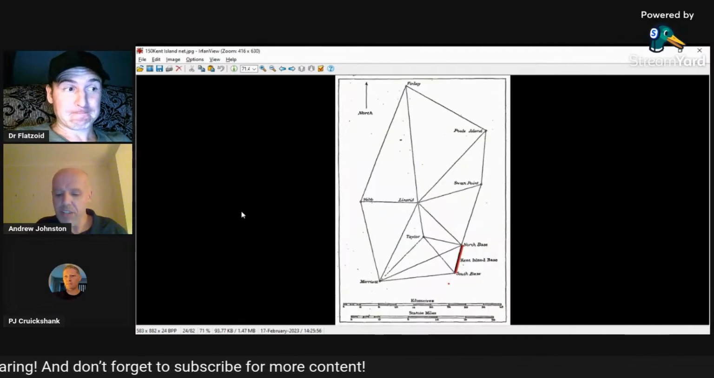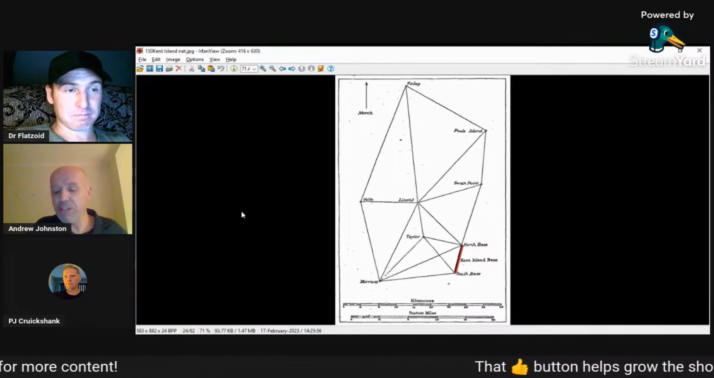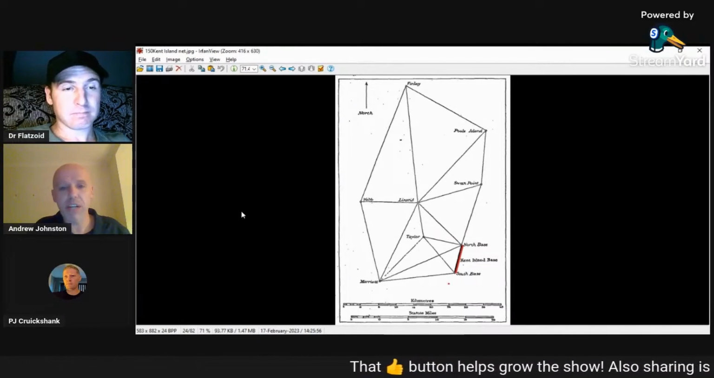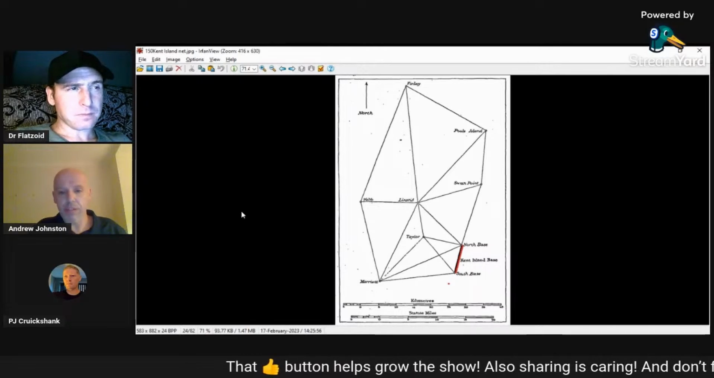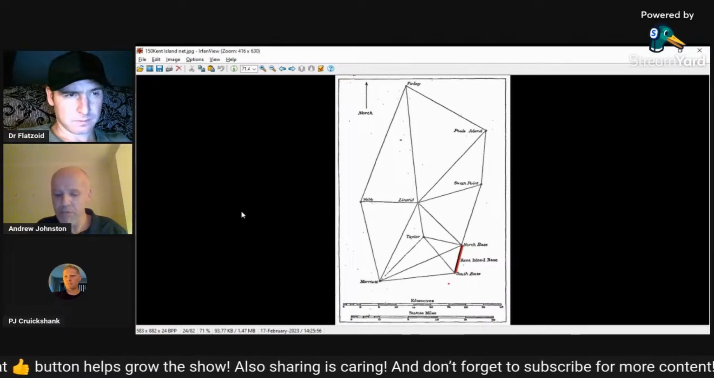Okay, so at each of the base nets, they also have one line which they meticulously measured the actual length across the ground. In the base net I'm showing here, I've highlighted that with a red line down in the bottom right of it.